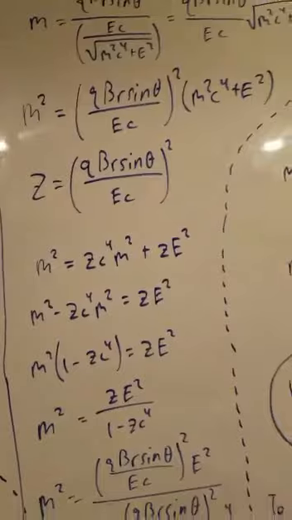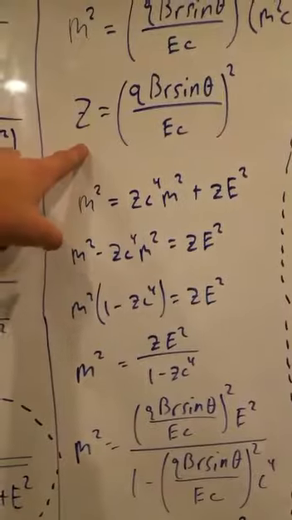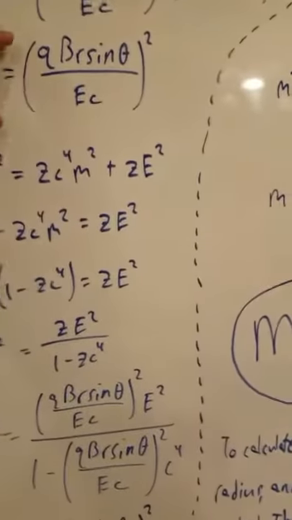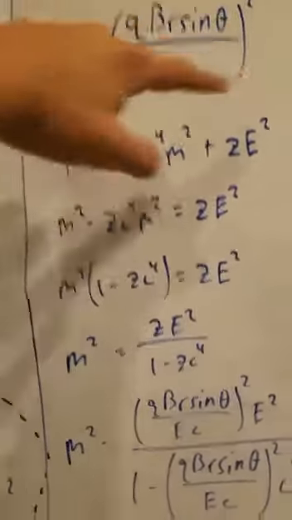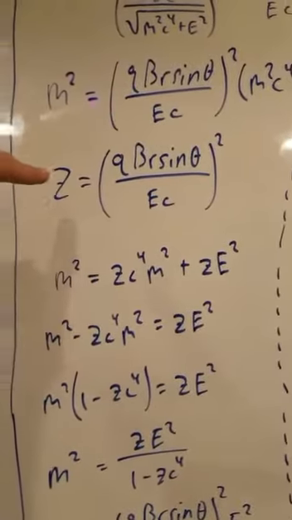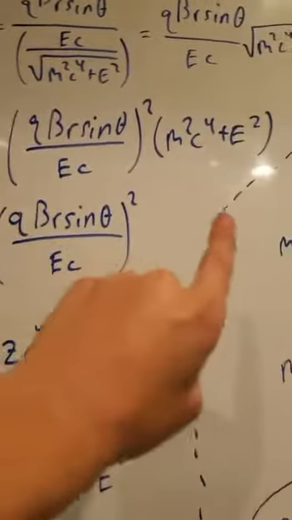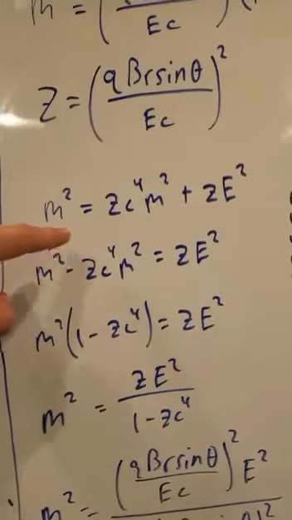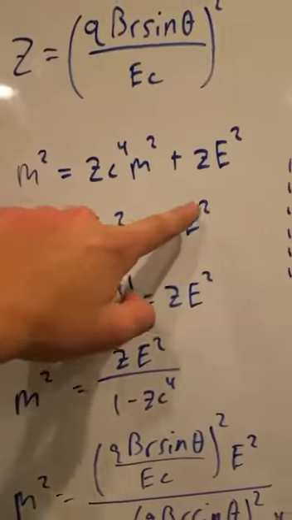And then what I'm going to do here, just to save brain space, is assign an arbitrary dummy variable to stand in for this. I mean, it's disgusting. If I had to write this down for the entire thing, I'd be sad. So the q beta r sine theta over e c squared, that is z. So whenever you see the letter z, that is filling in for this entire hunk of numbers. So notice that I'm going to then distribute between these things. So we have m squared equals z, which is really just the shorter version of saying this, times c to the fourth m squared plus z e squared.